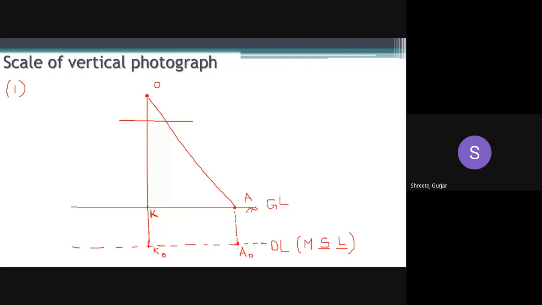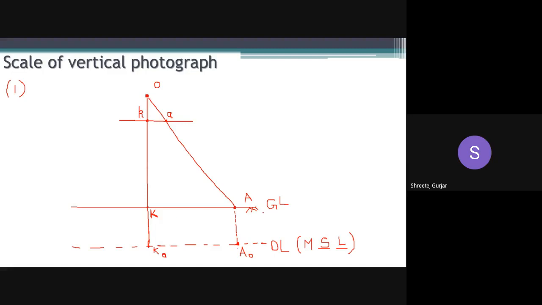Same thing here on the photo. What is it called on the photo? On the photo, this point is small k. It is nothing but the principal point, which we represent as small k. And this is also on the photograph, so I will write it as small a. Okay, so remember, whatever notations you write on the photograph, keep it in small letters, and whatever you draw on the ground, any notation on the ground, we keep it in capital letters. So you can see capital K, capital A, and on the datum we will add the subscript naught, right? This K naught and A naught, so we will add that subscript over here.